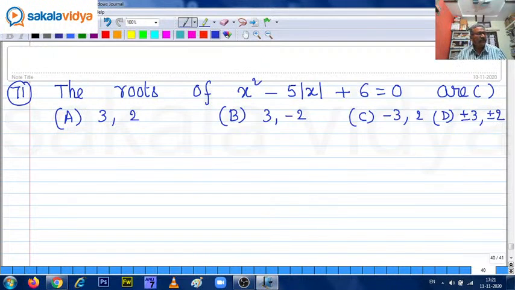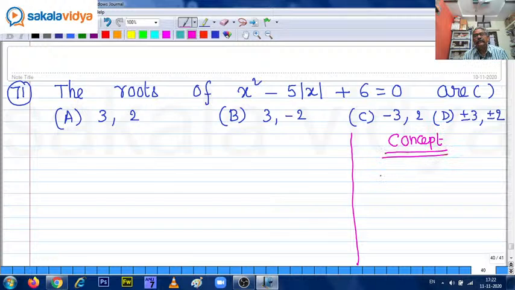Anybody, what is the answer? D. Very good, Sulochana. Right. Let us see. First let me explain the concept here, the modulus concept. What does the concept mean? Mod x equals to something, say A, where A is positive, greater than 0, then x equals to plus or minus A.